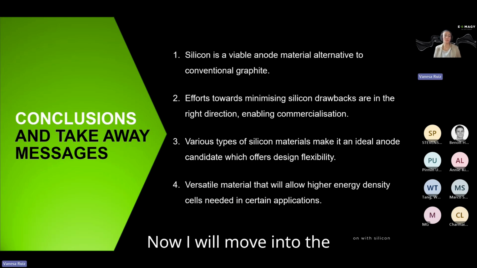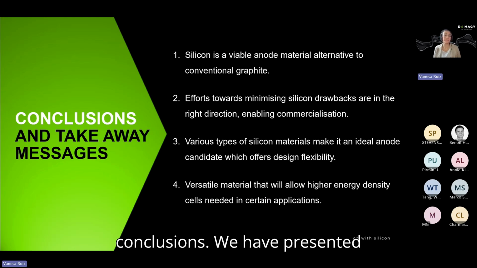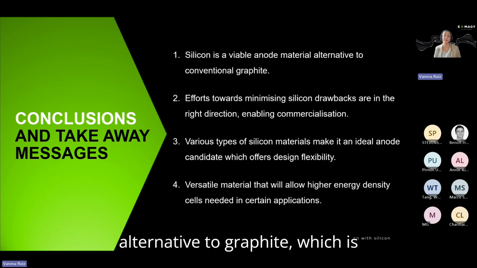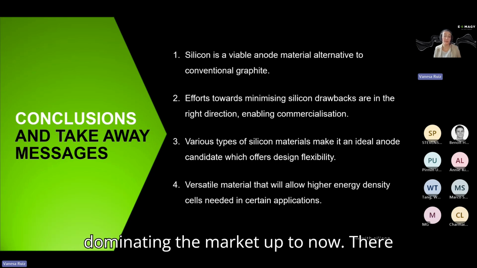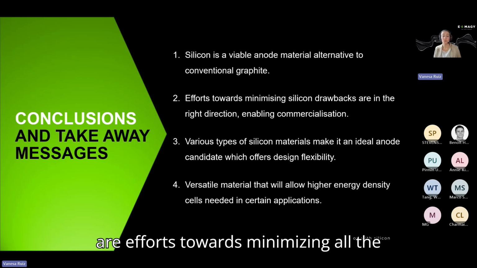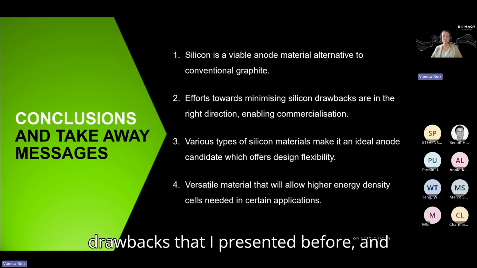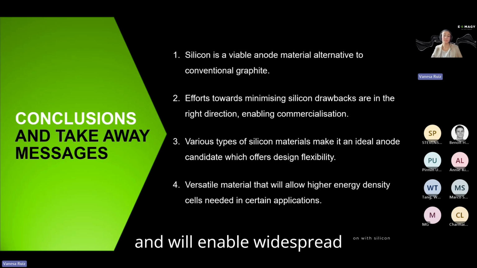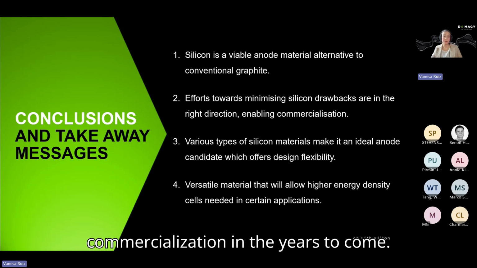Now I will move into the conclusions. We have presented silicon as a viable anode material, an alternative to graphite, which is dominating the market up to now. There are efforts towards minimizing all the drawbacks that I presented before, and these efforts are in the right direction and will enable widespread commercialization in the years to come.